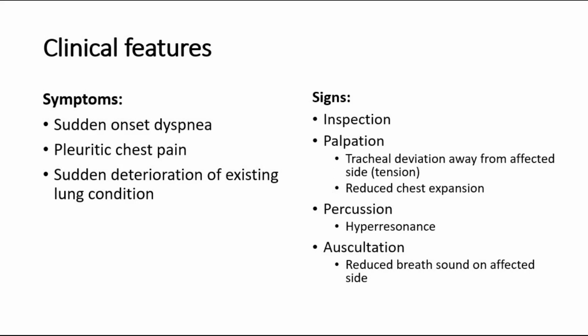The signs of pneumothorax. There are signs which can be detected on palpation. For example, if it is tension pneumothorax, we'll palpate the tracheal deviation, deviating away from the affected side. There will also be reduced chest expansion. On percussion, it will be hyperresonance to percussion, and also on auscultation, there are reduced breath sounds on the affected side.